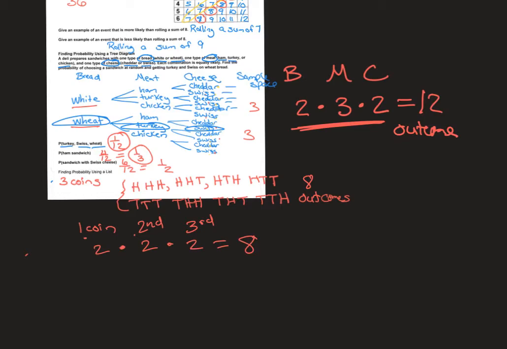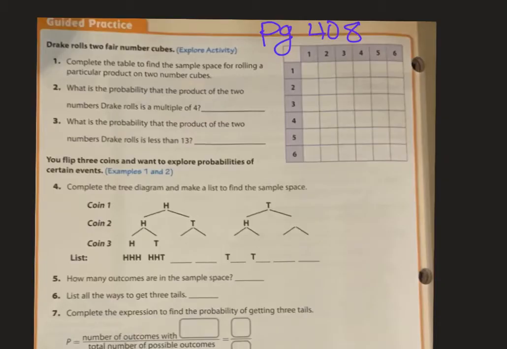Let's go ahead and do guided practice. Okay, your guided practice, you should be on page 408. It says to complete the table to find the sample space for rolling a particular product of 2 number cubes. So now we're going to fill out the table for products. We're going to multiply those.